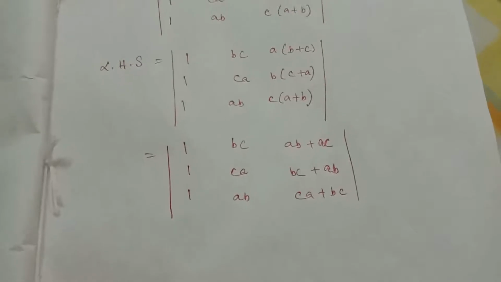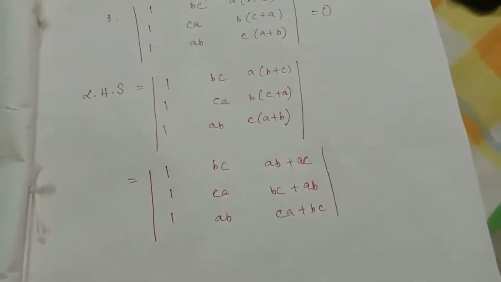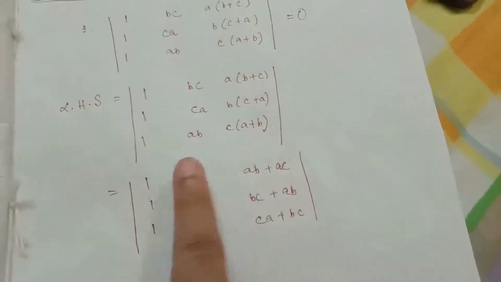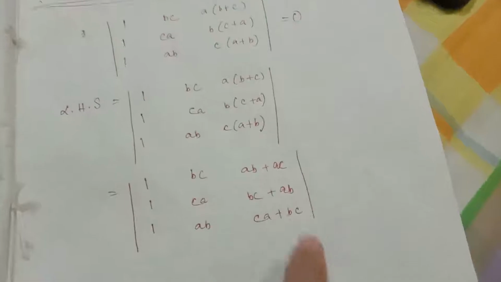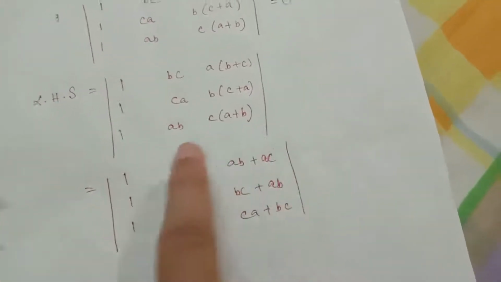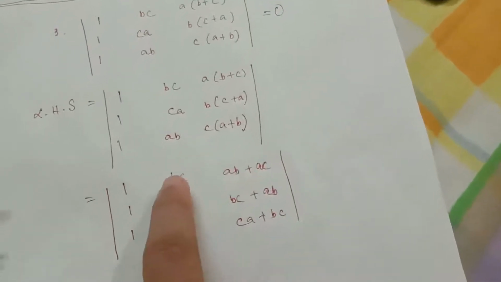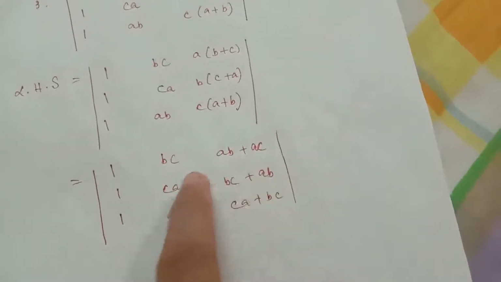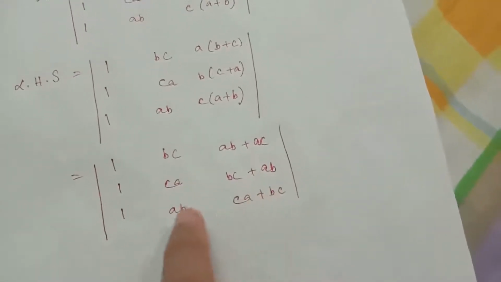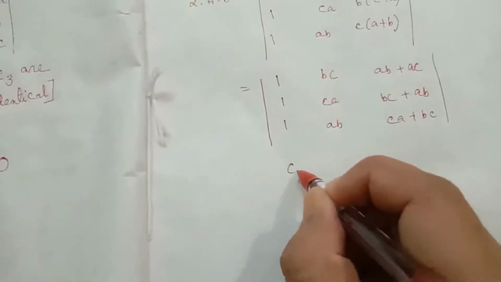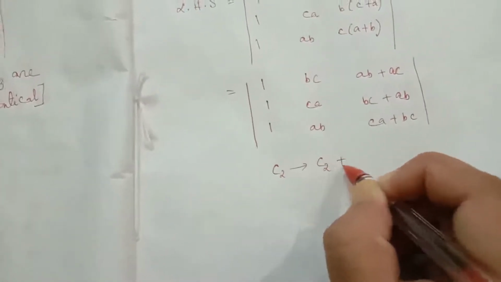Next, what we have to do? Let us add C2 and C3. You can see AB, AC, BC. If we add these two, C2 and C3, this will become AB plus BC plus CA. So these three elements will be same. So let us replace C2 by C2 plus C3.